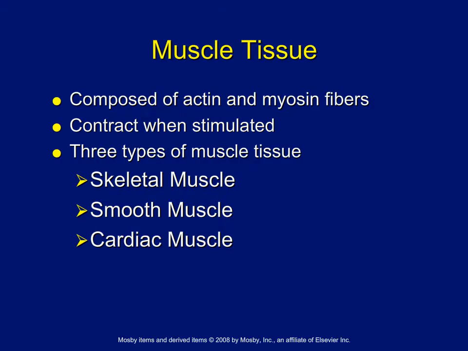Our next type of tissue is called muscle tissue, and muscle tissue, of course, is a contractile tissue, and it's composed of interlacing actin and myosin fibers, and we tend to have three different types of muscle tissue in the body: skeletal muscle, smooth muscle, and also cardiac muscle.